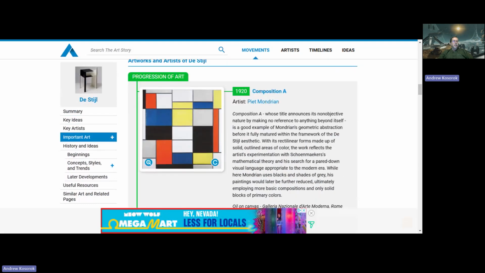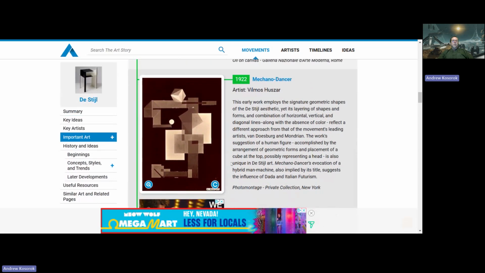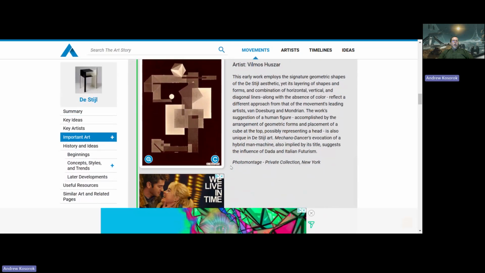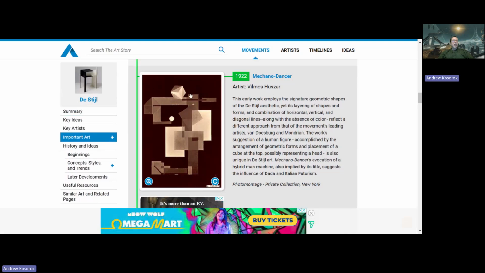So definitely read through this article as well. This shows some of the different artists and what they were doing. Now, Vilmos Huszár, what is so interesting to me about his work is that you have a lot of that same kind of geometry, but you are seeing some cubes, the corner of a cube, and this person incorporated a lot more diagonals into it. And I love this part where it talks about the influence of Dada and Italian Futurism. I think you can kind of feel that in there.